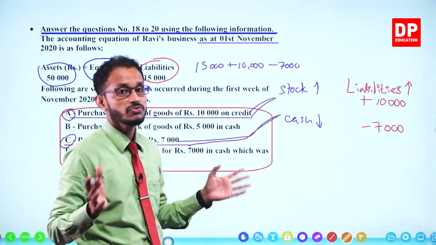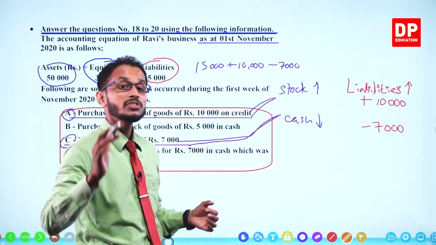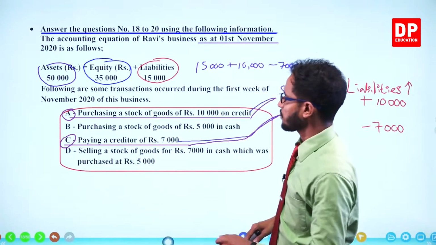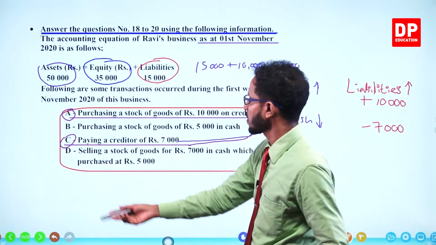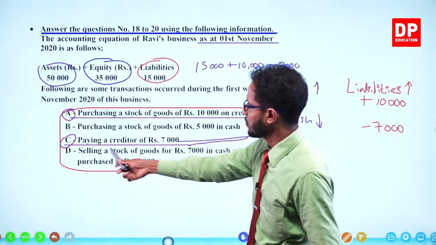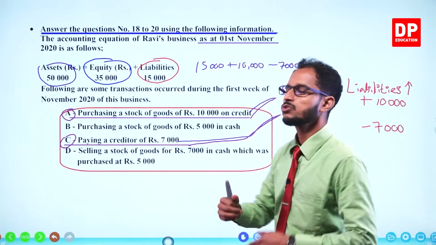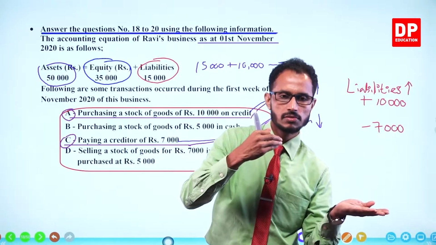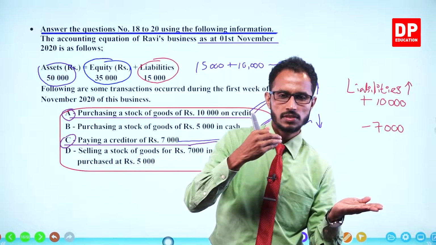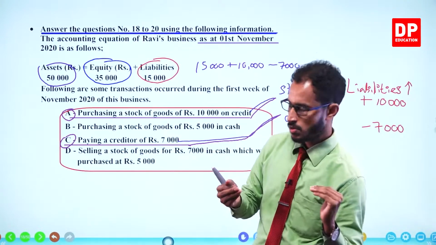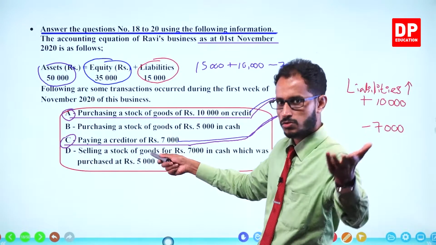Now we are searching for the transaction which does not affect assets. From the remaining two, B and D, D of course affects assets, because selling a stock of goods means stock decreases. Stock goes down when you sell goods.